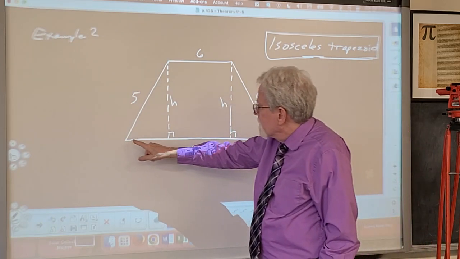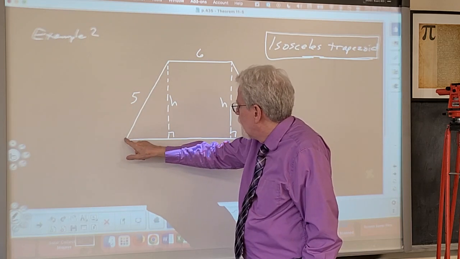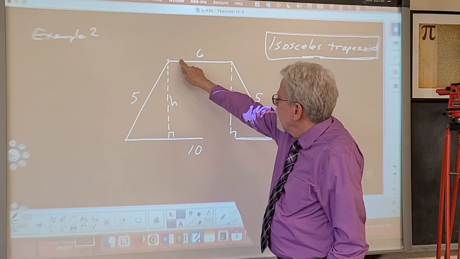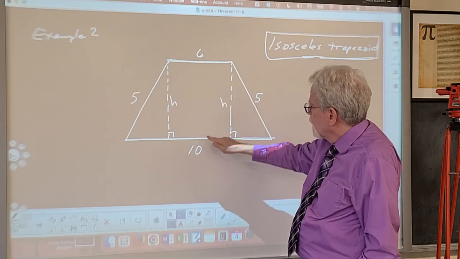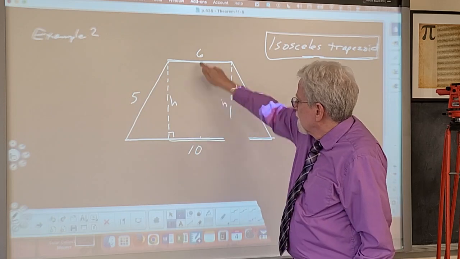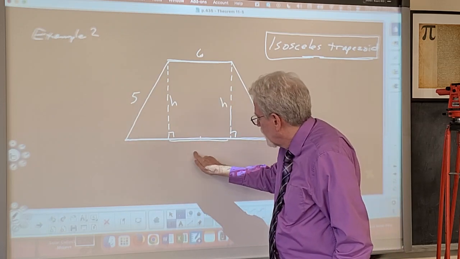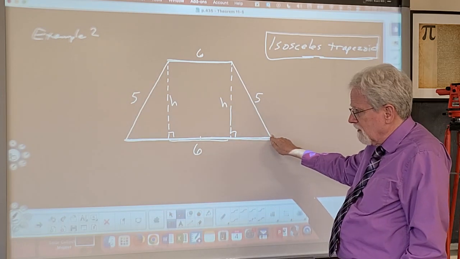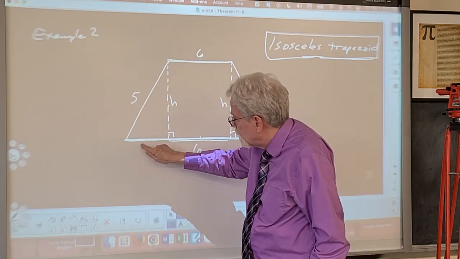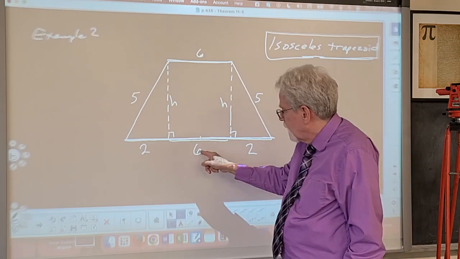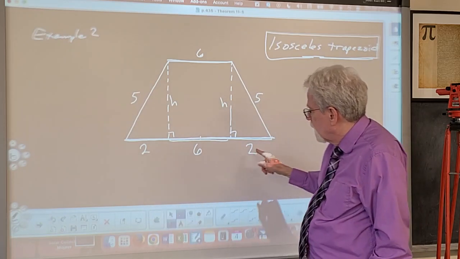Now, if this whole thing is 10, but this is 6, guess what this piece has to be here? This has to be 6. But the entire base is 10, so each of these pieces must be 2 and 2. So we have 6 plus 2 plus 2.